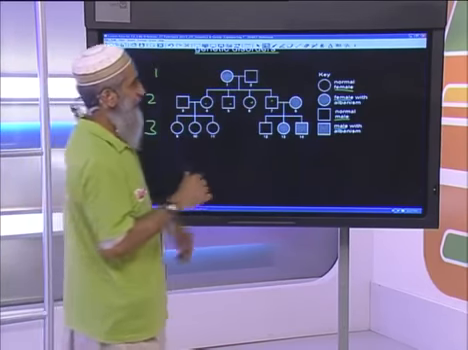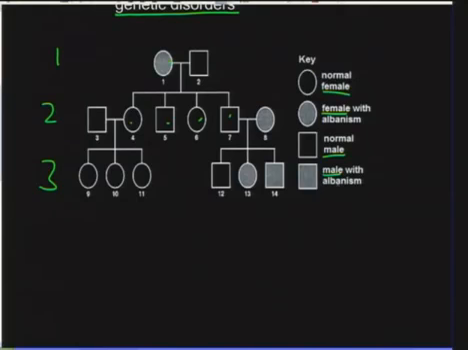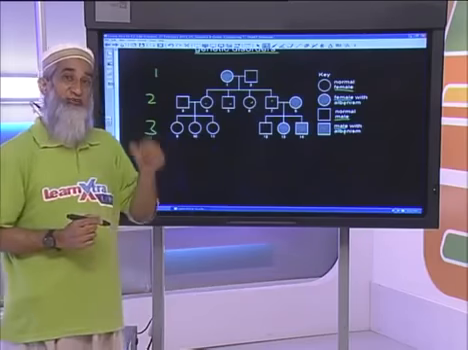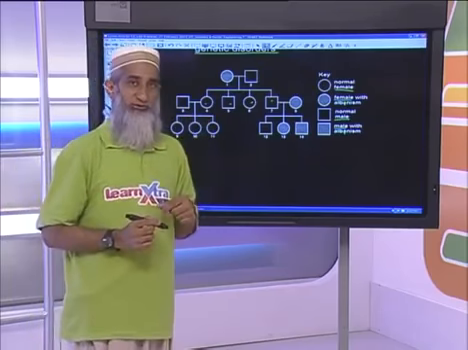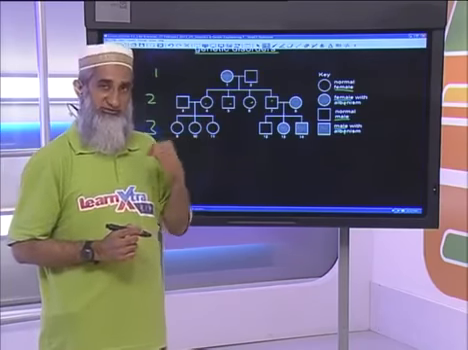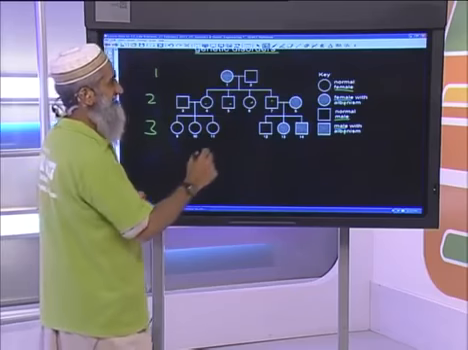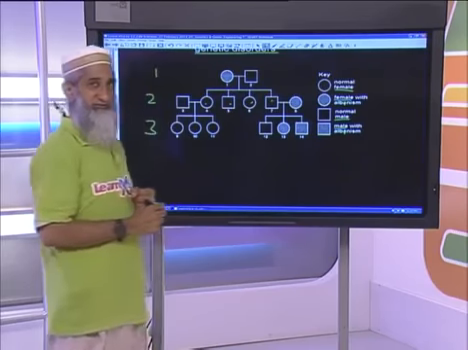And this one here is talking about albinism. Albinism is not a sex-linked disorder. It is an autosomal disorder, and it is caused by a recessive allele.